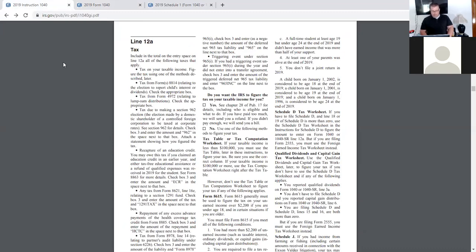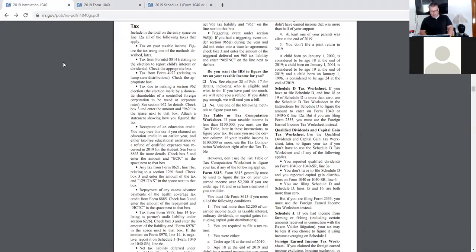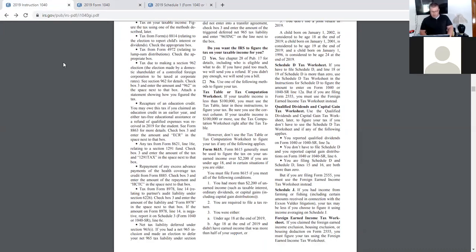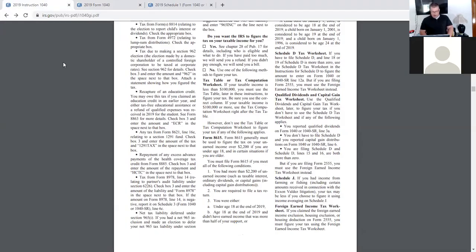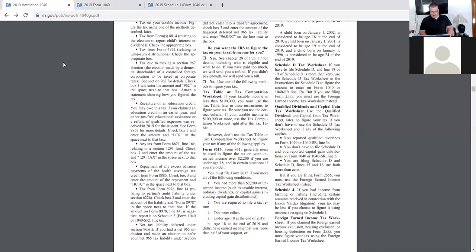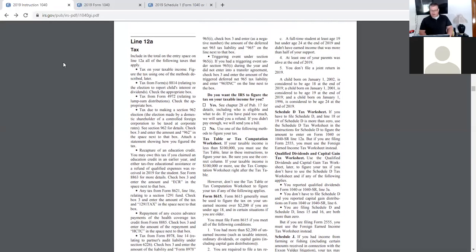Tax from Form 8814, Form 4972, tax due to making a Section 962 election, recapture of an education credit, any tax from Form 8621, repayment of any excess advance payment of the health coverage tax credit, tax from Form 8978, net tax liability deferred under Section 965(i). You can have the IRS figure the tax for you, but I think it's always better that you do it rather than trust them. So if we say no, we don't want them, then we're going to use the tax table.